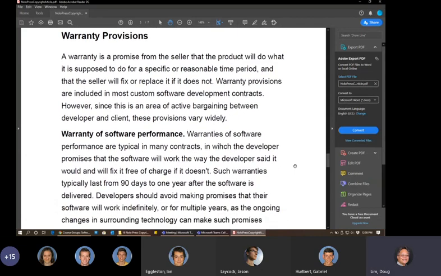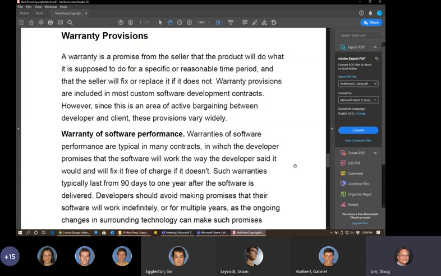So warranty provisions. A warranty is a promise from the seller that the product will do what it's supposed to do for a specific or reasonable time period, and what the seller will fix or replace if it does not. As it says there, warranty provisions are included in most common software development contracts. However, since this is an area of active bargaining between developer and client, these provisions will vary widely.